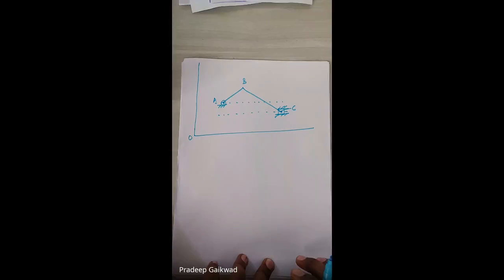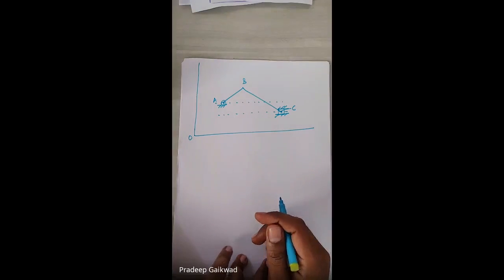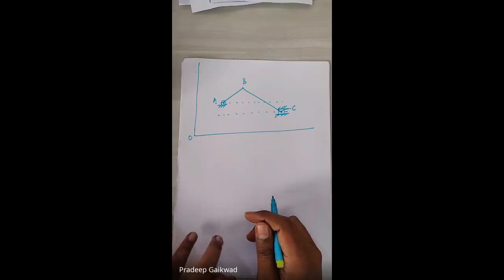That can't be a loop. Okay, good. Any other? Now see, whenever there is no loop, we need to make that loop.